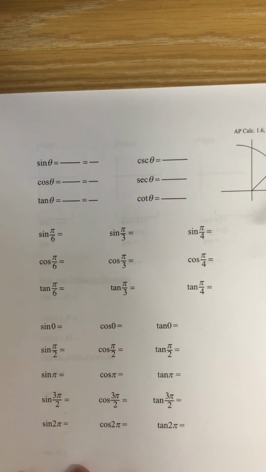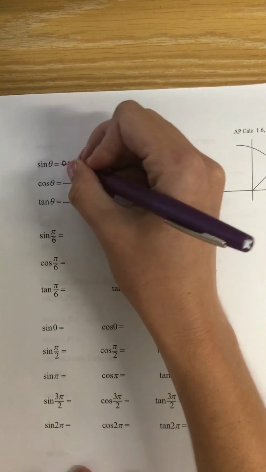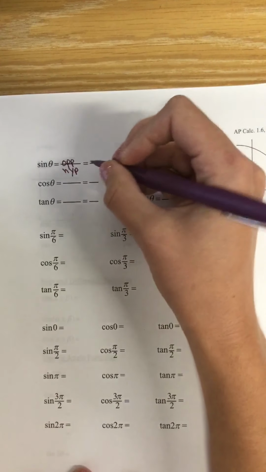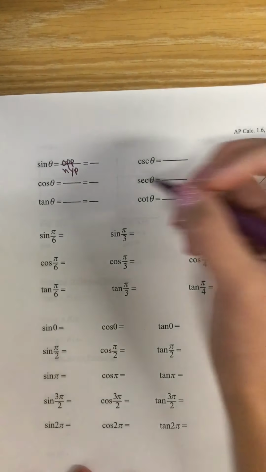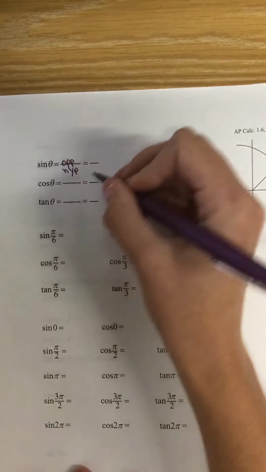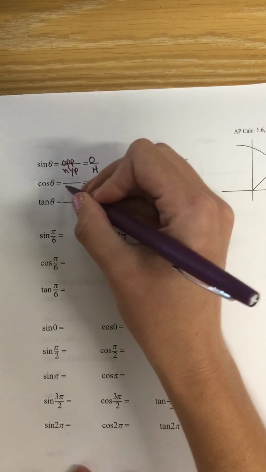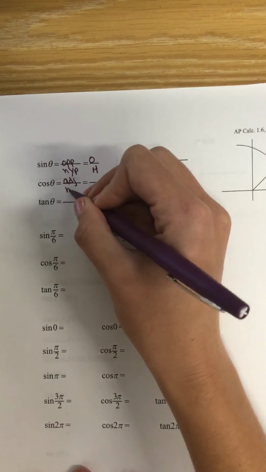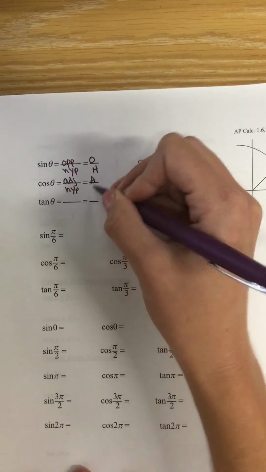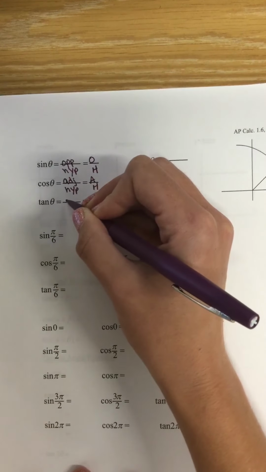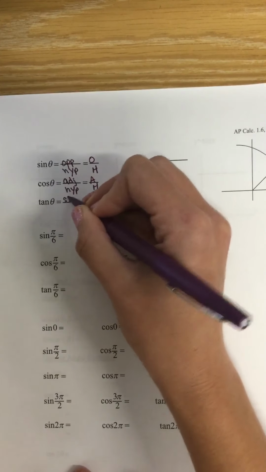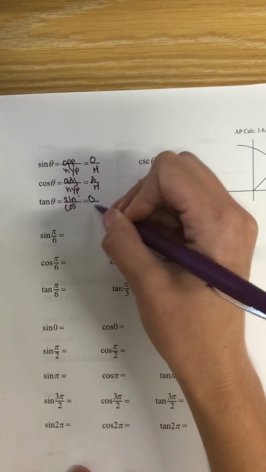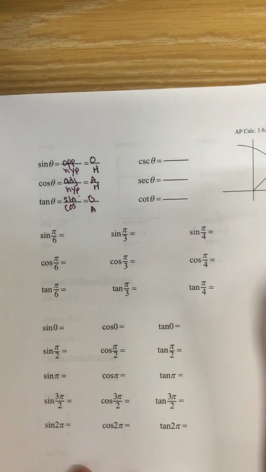Okay, sine, just to refresh, sine is opposite over hypotenuse. So SOH CAH TOA, right? Adjacent over hypotenuse for cosine, and then TOA, tangent, sine over cosine, which is the same thing as opposite over adjacent.